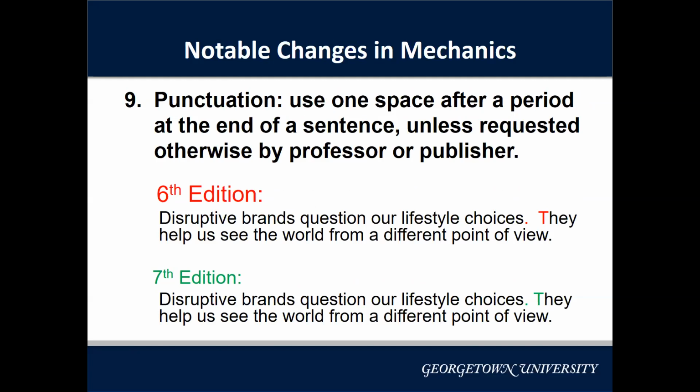In the area of mechanics, there has been a change in terms of the number of spaces after an end of sentence punctuation. While the 6th edition saw spacing twice after punctuation marks at the end of a sentence as helpful for readers of manuscripts, the 7th edition asks writers to insert just one space after periods or other punctuation marks at the sentence's end.